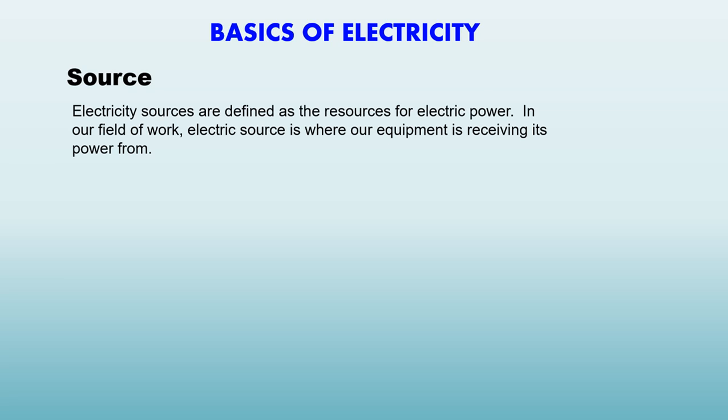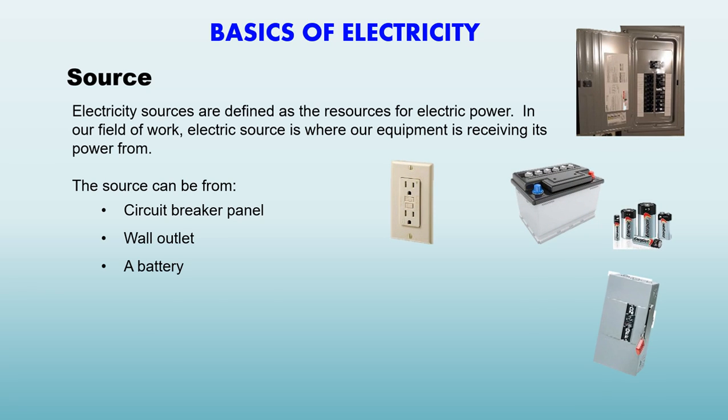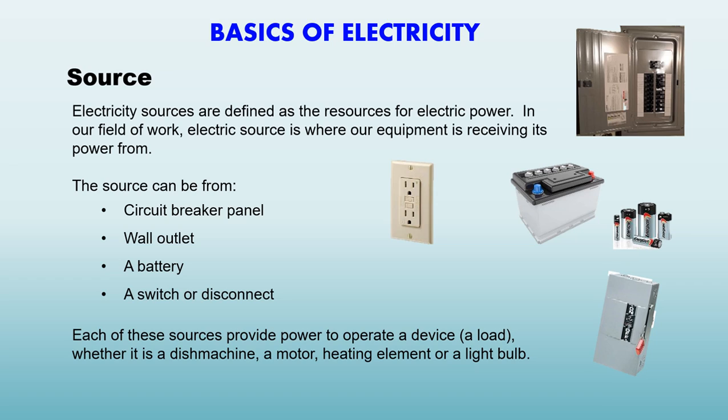The next point of electricity is the source. Electricity sources are defined as the resources for electric power. In our field of work, the electric source is where our equipment is receiving its power from. The source can be a circuit breaker, a wall outlet, batteries, a switch or disconnect. Each of these sources provides power to operate a device or a load, whether it is a dish machine, a motor, a heating element, or a light bulb.